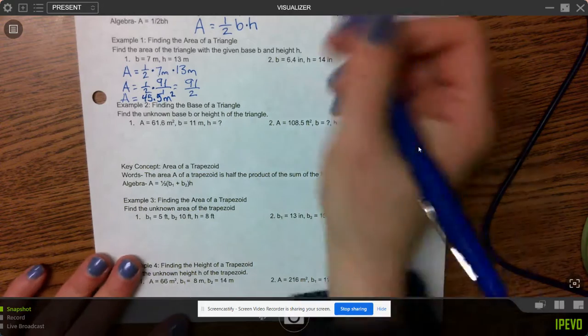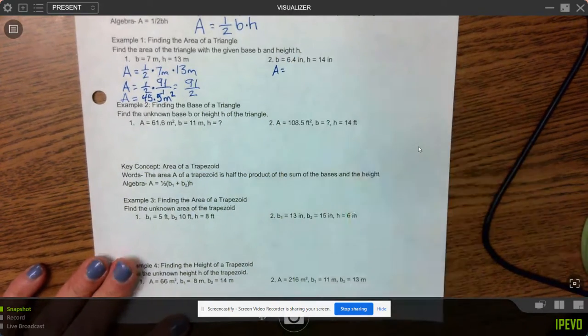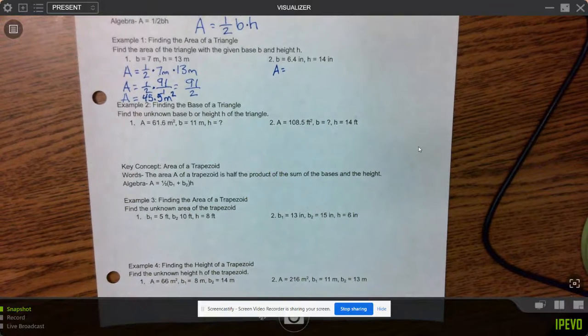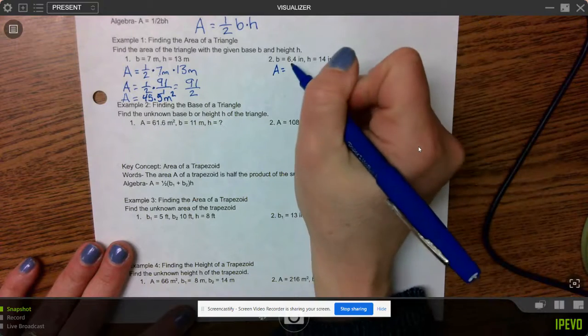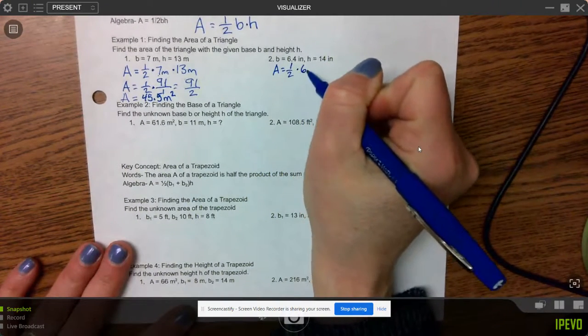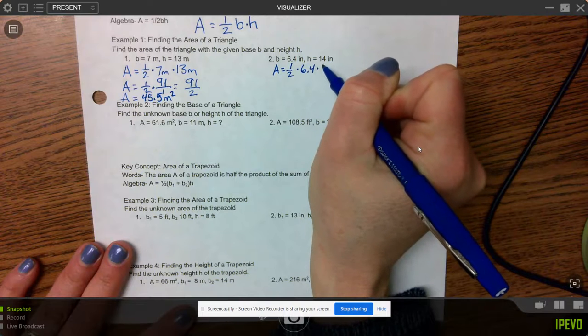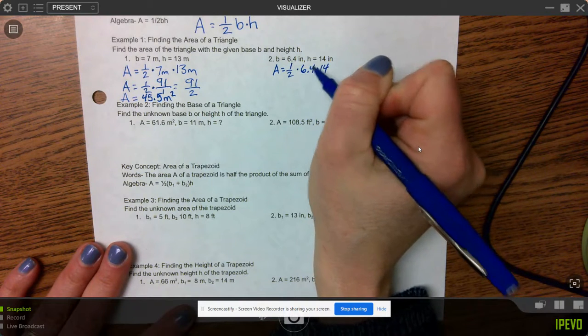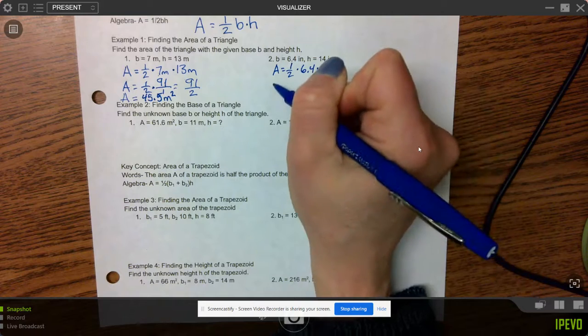Let's do a second one. We know our base is 6.4 inches and our height is 14 inches. What equation am I going to write out? Remember, we don't just punch the numbers into our calculator. We actually write out the equation that we're going to do to make sure we're not making mistakes. So you need to write out the equation. Brielle, what equation am I going to write? Yeah, 1/2 times 6.4 times 14.